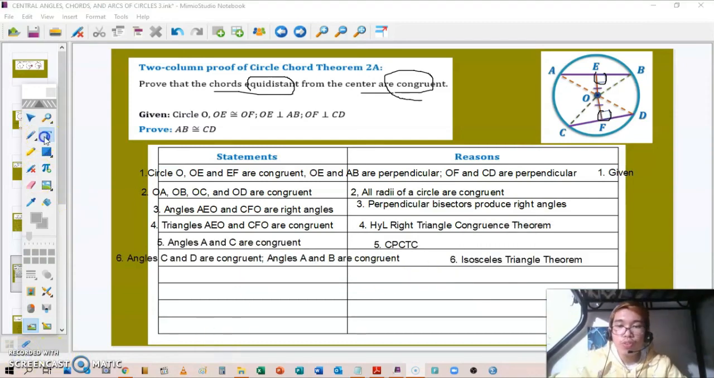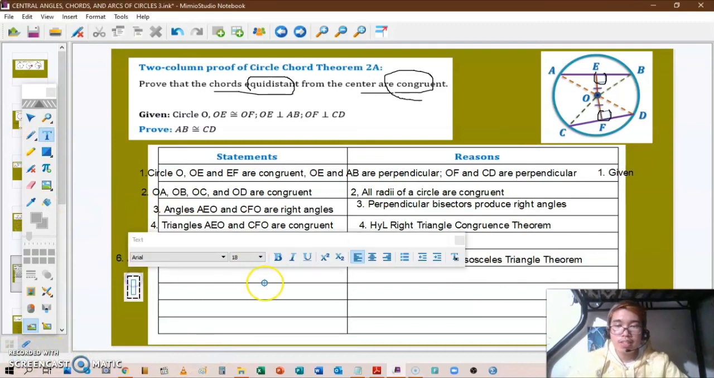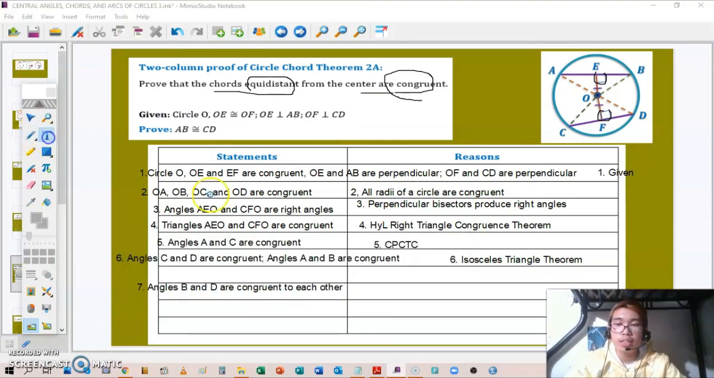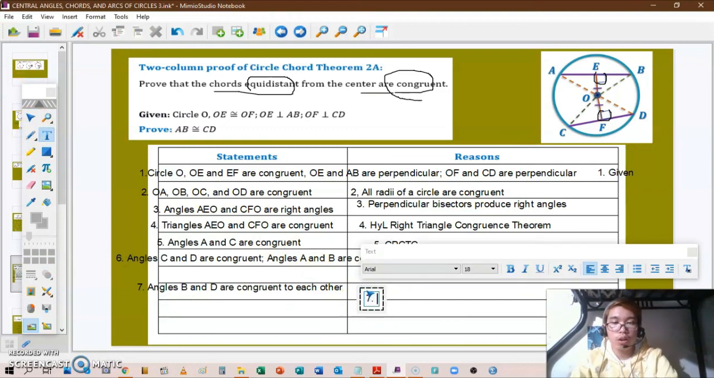Okay, so therefore for number 7, we can say that angles B and D are congruent to each other. They are congruent to each other using the transitive property of congruence or equality.